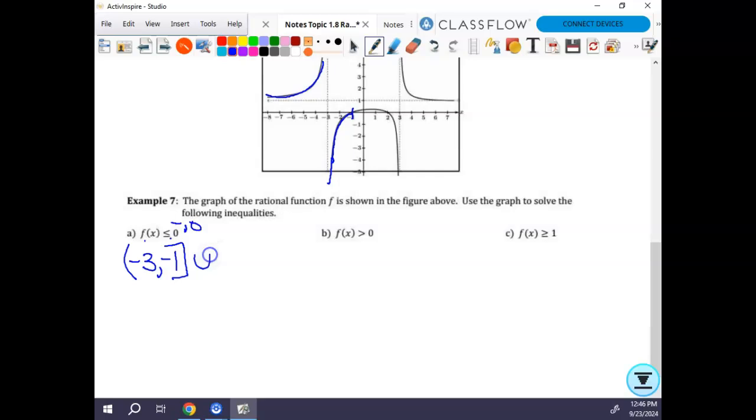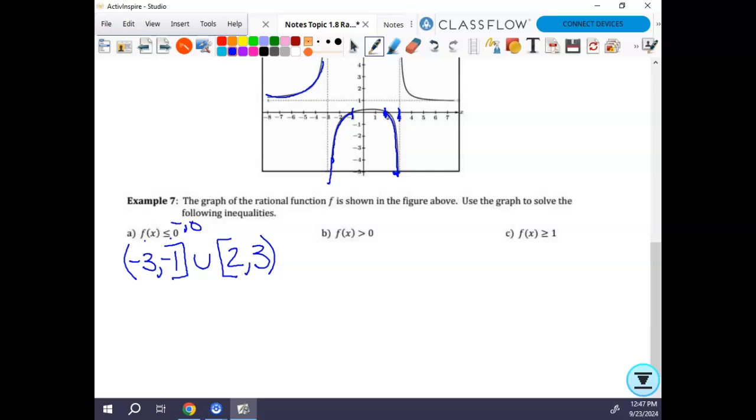Then when does it start being negative again? Or when is it 0 again? 2. So do I include that? Yes. And then it's 2, 3. It's very tempting to want to say negative infinity, right? So that's when you have to remind yourself, yes, y is going to negative infinity, don't care. Looking at my x's, 3, and I'm not including it. Okay. Everybody okay with that?